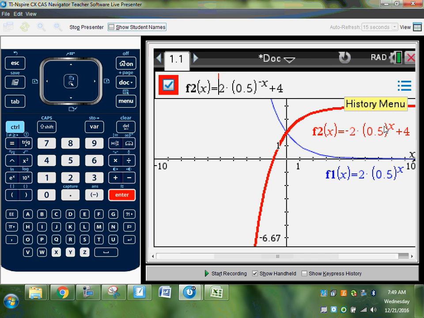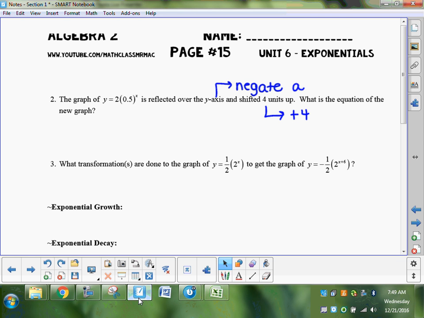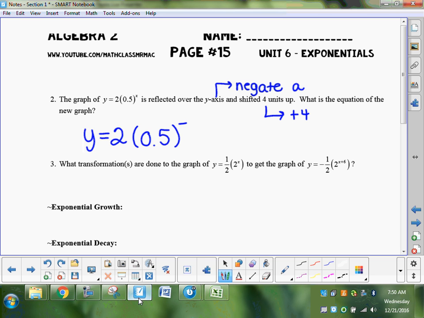We'll negate the argument. So did that cause the y-axis reflection that we were looking to have? And it would be yes. So our equation on this would end up being y is equal to 2 times 0.5 raised to the negative x power, and then plus 4.